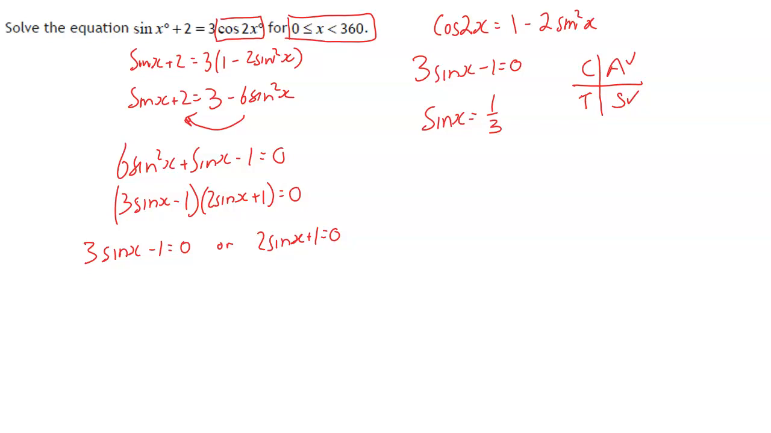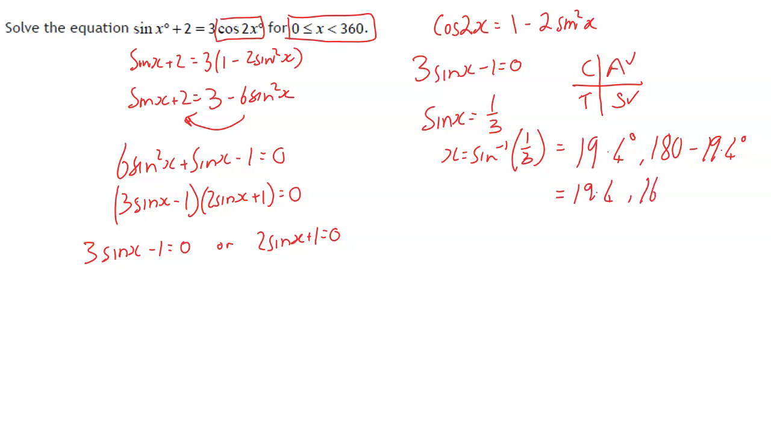So to get these, I solve it. I'll take sine minus 1 of 1/3 and I'll get an answer. That answer falls in the A. Then I want the answer that falls in the S section, so I'll do 180 take away that answer to get it. So if I do x is equal to sine minus 1 of 1/3, what I end up getting is an answer of x is equal to 19.4 degrees. And then to get the second answer, I'm going to do 180 take away that 19.4 degrees. If I do that, I'll get two solutions, one of 19.4 and one of 160.6.